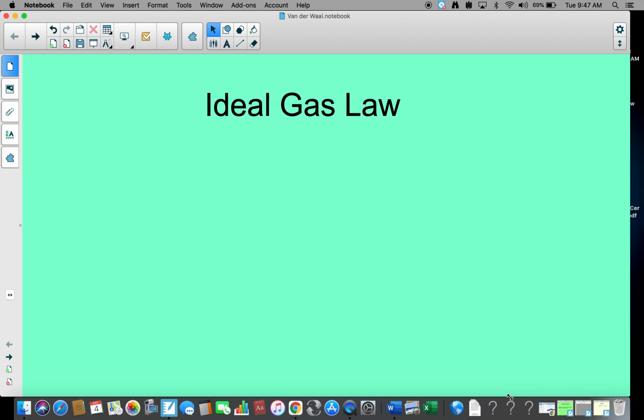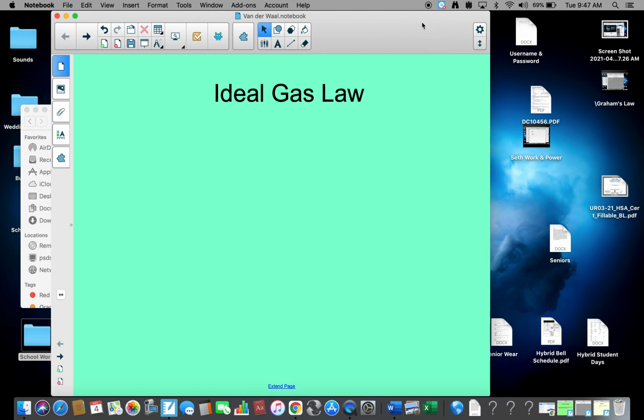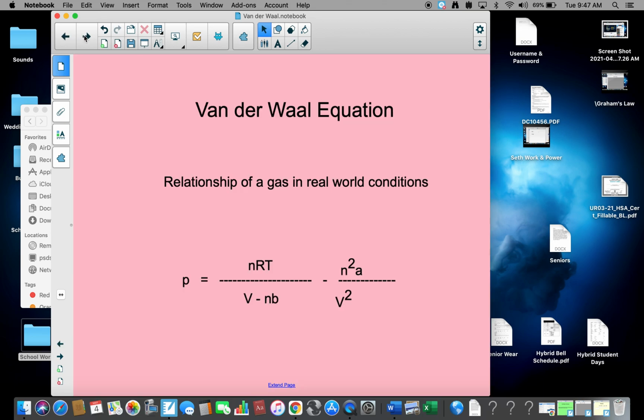Chemistry. We're looking at the ideal gas law, but the problem with the ideal gas law, the reason why it's ideal, is that it doesn't deal with all the interaction forces we talked about before, the attraction forces of gravity and electromagnetics. It doesn't deal with elasticity. So we have to change it up a little bit, and the way that we change it up is called the van der Waals equation.